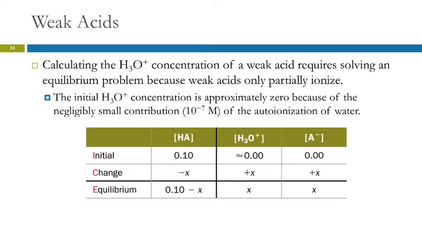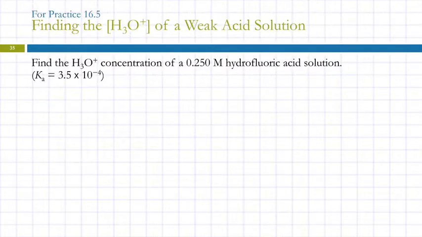Now, a lot of times, we can use the X is small approximation so that we don't actually need to use a solver. So any questions about the big idea here? Let's do an example. Find the hydronium ion concentration of a 0.250 molar hydrofluoric acid solution.